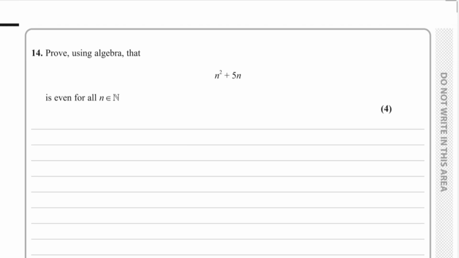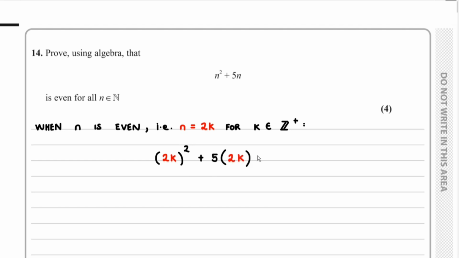Question number 14. Prove using algebra that n squared plus 5n is even for all natural numbers. Well, to begin with, when n is even, that is to say that n is equal to 2k for some positive integer k. Replacing the n with 2k, we have 2k squared plus 5 lots of 2k, and if I work this out, well, 2k all squared, that's 4k squared, and 5 times 2k, that's 10k.